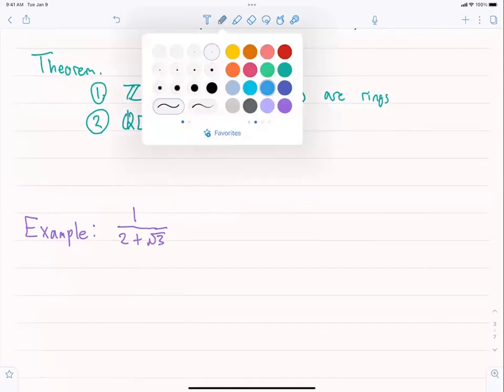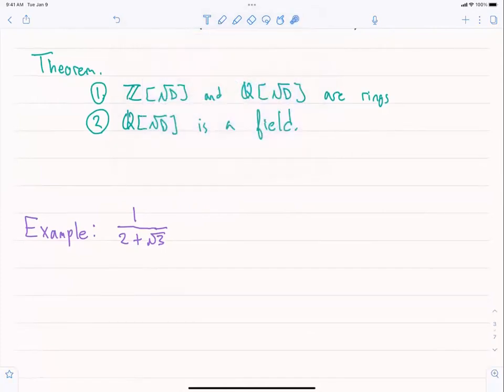So we need to compute something like 1 over 2 plus square root of 3, the reciprocal of 2 plus square root of 3. And we want to show we can write that as some rational number plus some rational number times square root of 3. To see how we can do that, we just do a standard trick for rationalizing the denominator. Let's multiply both the numerator and denominator by 2 minus square root of 3.